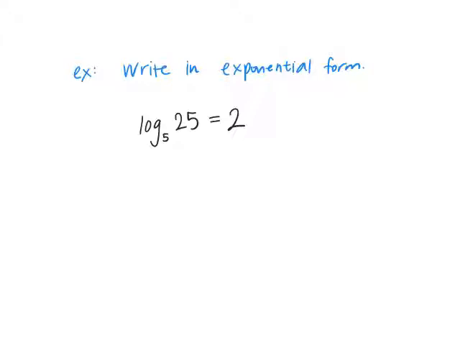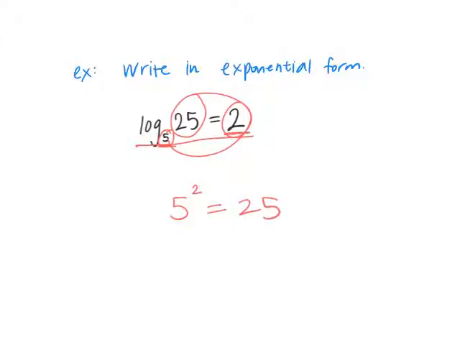Okay, let's try going the other way around. Write in exponential form. You have log base 5 of 25 is equal to 2. So again, 5 squared is equal to 25. The base stays the same. 5 squared, remember the answer to a log is an exponent, so 5 squared gives you 25.